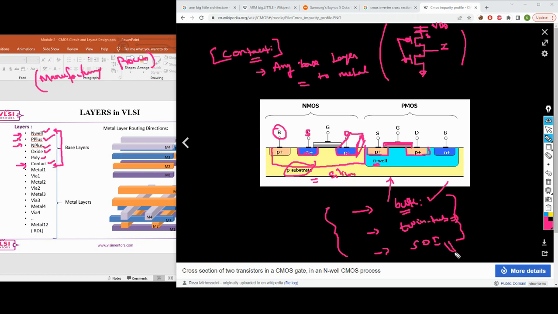SOI, silicon on insulator, is a different technology altogether. There is a company called Global Foundries, and they focus on SOI technologies, basically FDSOI, fully depleted SOI, something like 22 nanometer or 14 FDSOI. So SOI is also there, but not much. Bulk is the one which is dominating.